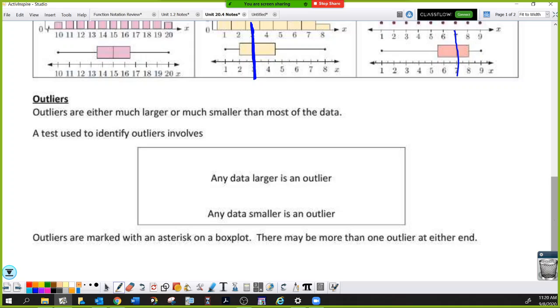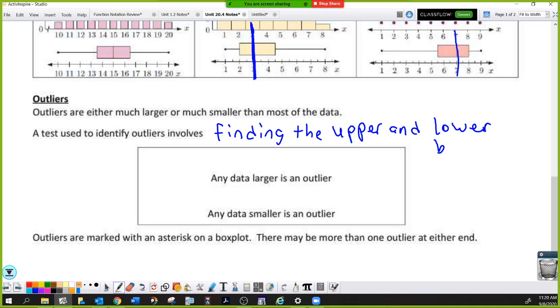A test is used to identify outliers, and that involves the upper and lower boundaries. So it involves finding the upper and lower boundaries. I don't know why the boundaries are found this way, but they are. Okay.